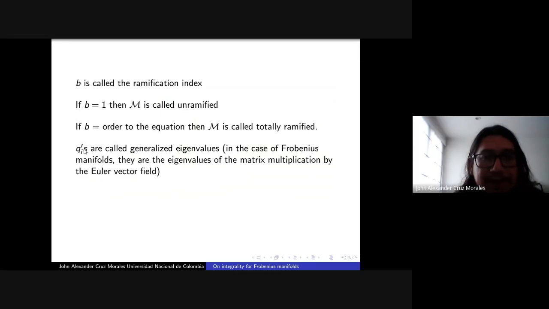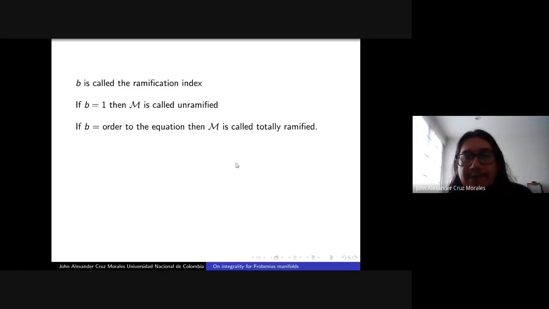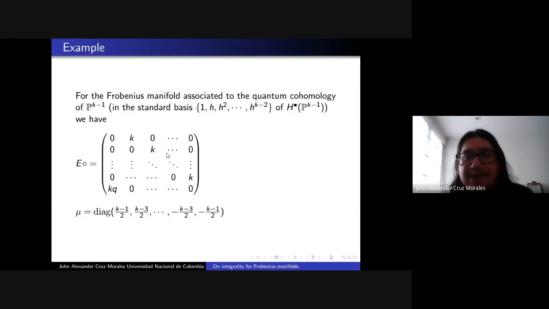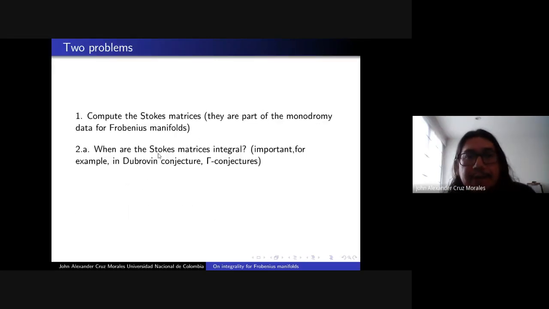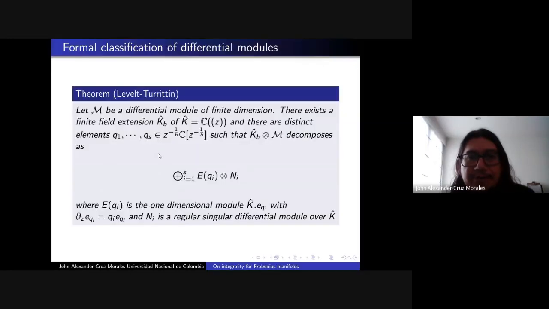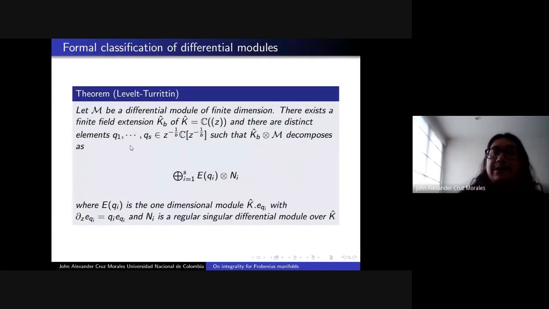Perfect. These Q are called generalized eigenvalues, but in the case of the Frobenius manifolds, they are easy to compute because they are the eigenvalues of the multiplication by the Euler vector field. In the case of CP^N, you just need to compute the eigenvalues of these matrices, and you get these values Q here. In general, for a differential equation, it's not that easy. You need to compute by using the Newton polygon, etc. But for those equations coming from this geometry, these elements are easy to compute because their information is encoded in the matrix multiplication by the Euler vector field. In the case of CP^N, by the multiplication by the first Chern class. Good.